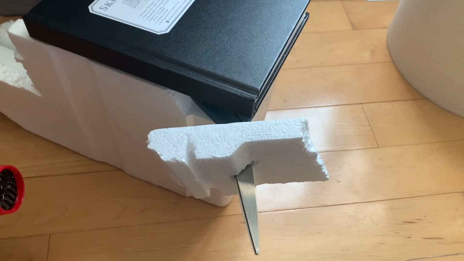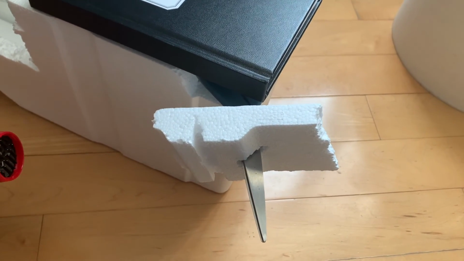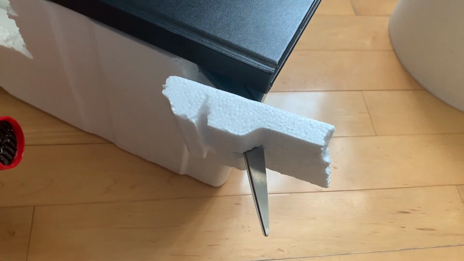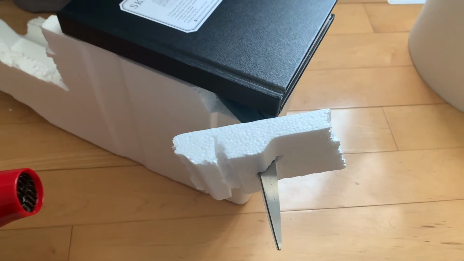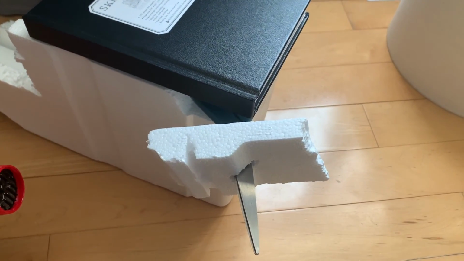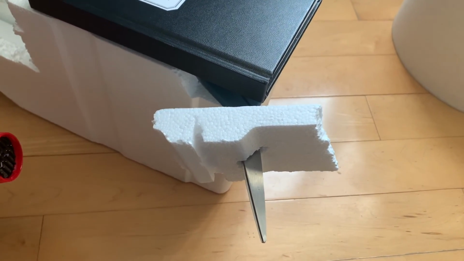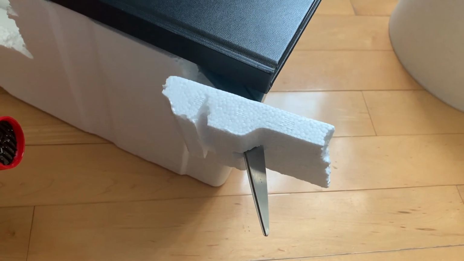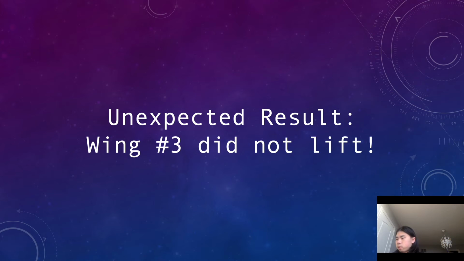Now this is wing 3, and as we can see, it doesn't really move. This does not fit our expectation, because since there is a larger difference in the distance air needs to travel above and below the wing, this should generate more lift. Okay, so the results weren't as expected. Wing number 3 did not generate lift.